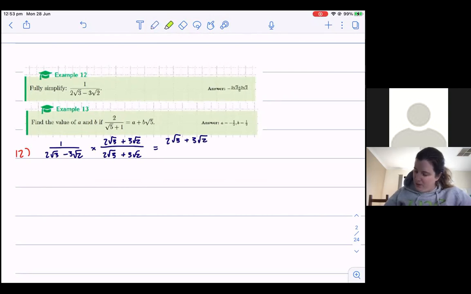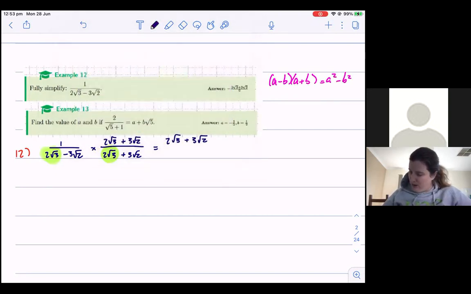On the bottom, the reason we chose to do this is because if I've got A take B times A plus B, that becomes A squared take B squared. It's difference of 2 squares. So on the bottom, 2 root 3 squared is going to be 4 times root 3 squared. I'll just write this step out. You probably would skip that. And then minus, and now we've got 3 root 2 times 3 root 2. We've got 9 times root 2 squared.